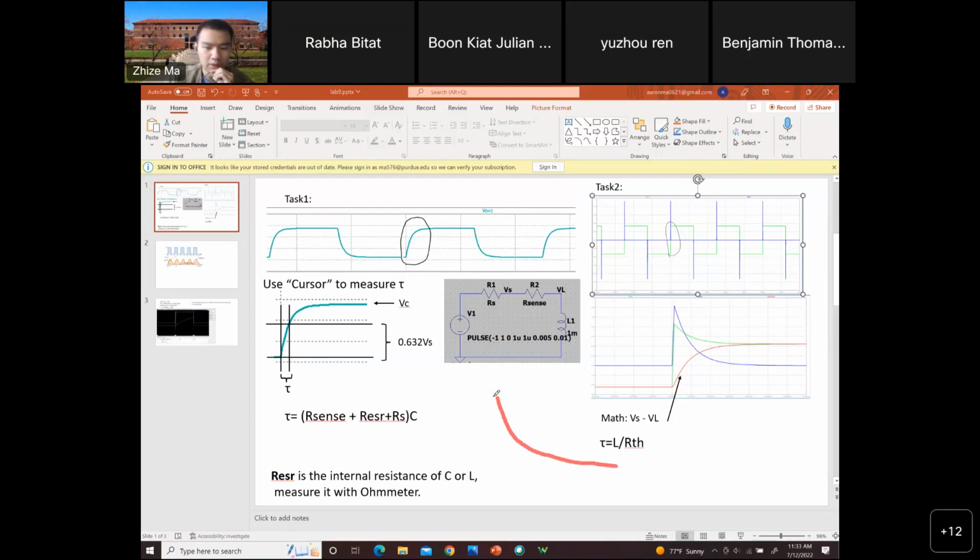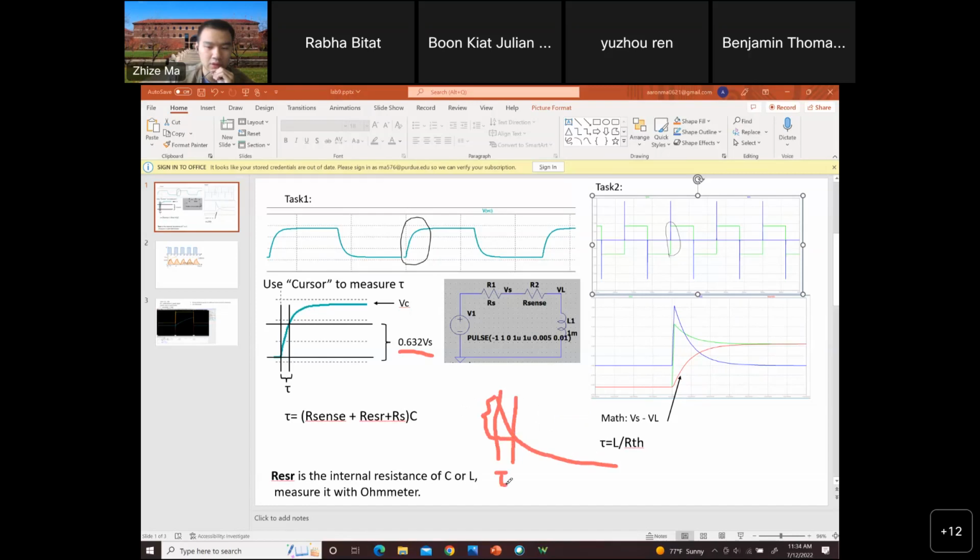This is the voltage across the inductor when it starts charging. What you can measure is starting from the top and going until 0.632 of Vs, so this will be about 0.6 of Vs. Then you can use the Y cursor to measure the time constant.